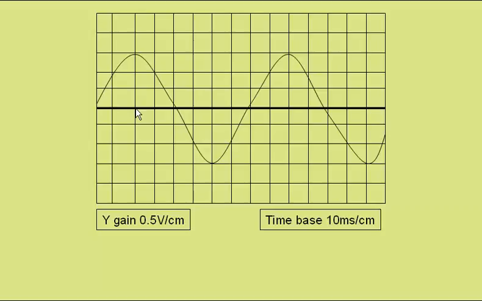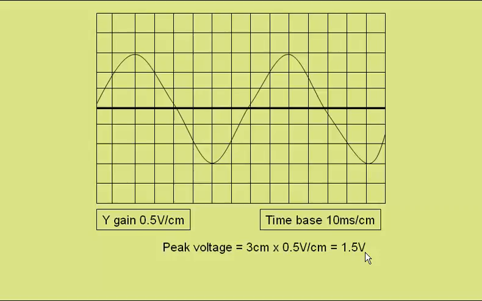So here we have a peak voltage of 0.5, 1, 1.5 volts. So we can write that the peak voltage is 3 centimeters multiplied by 0.5 volts per centimeter, the setting here, giving a peak voltage in this case of 1.5 volts.